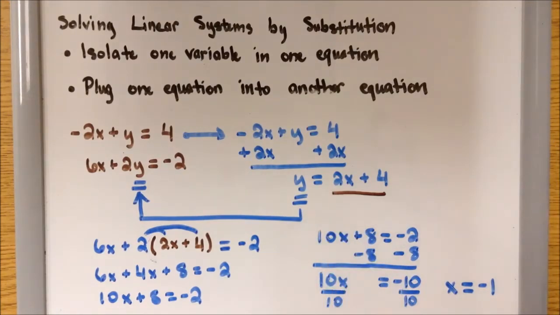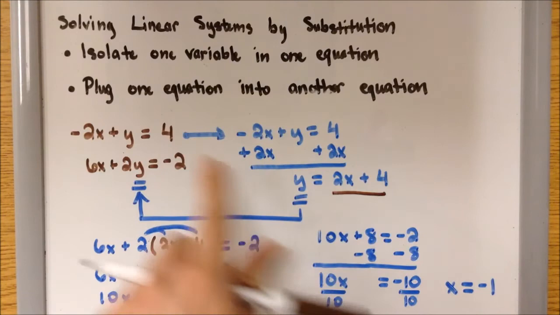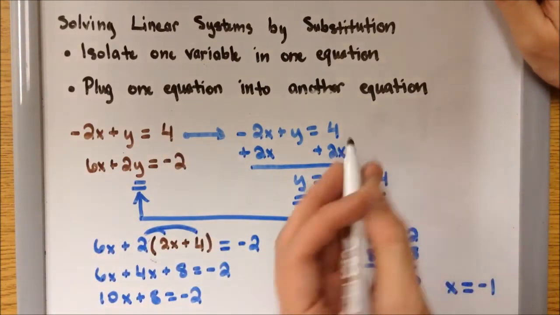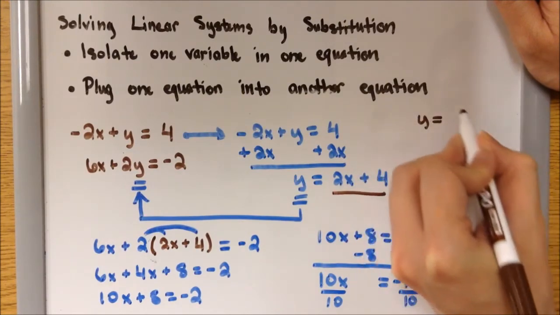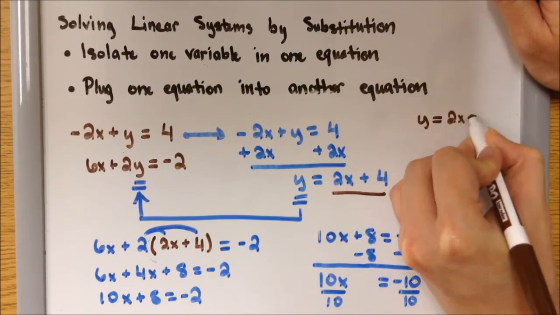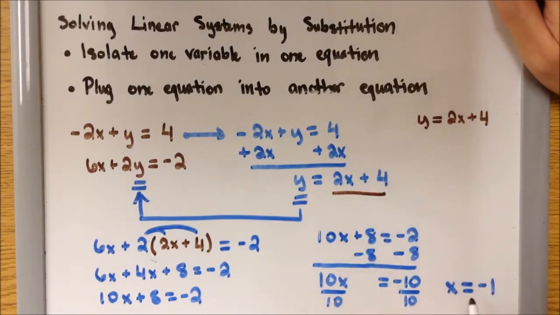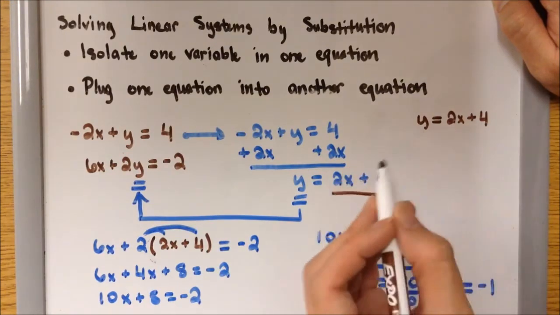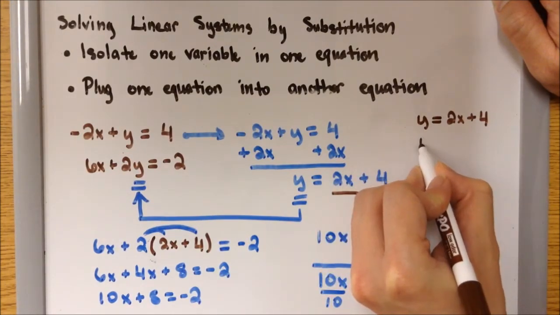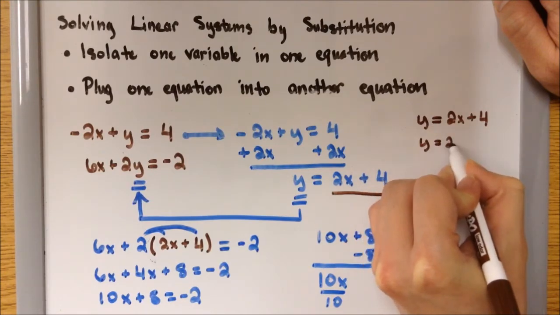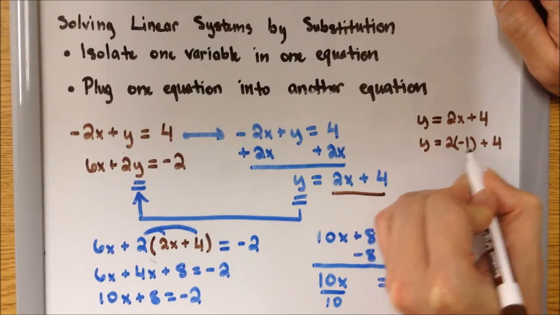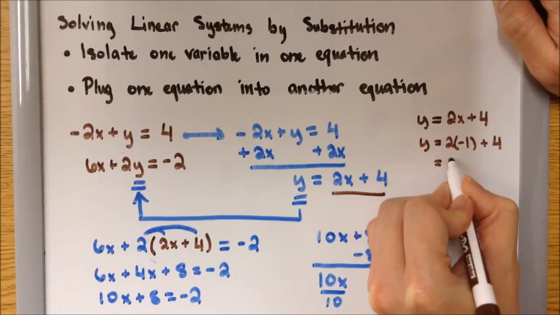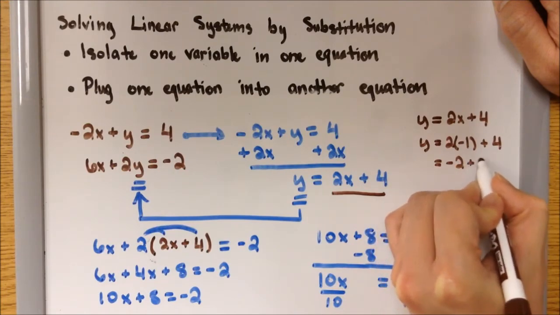But let's say we do this one, where we got y by itself from the first equation. So I'm going to write right here, y equal 2x plus 4. Since we know the value of x, all we're going to do is plug negative 1 into x. So it's going to be y equal 2 times negative 1 plus 4. 2 times negative 1 would simply be negative 2 plus 4.